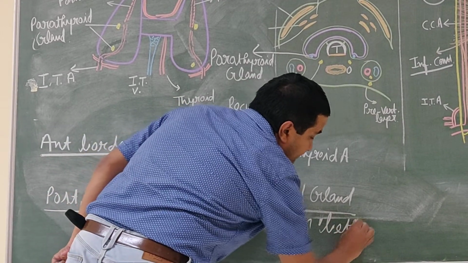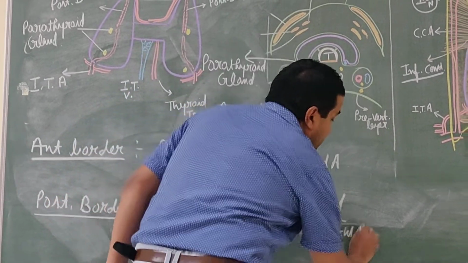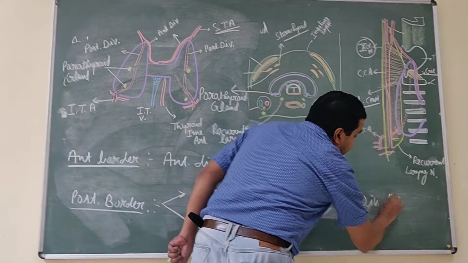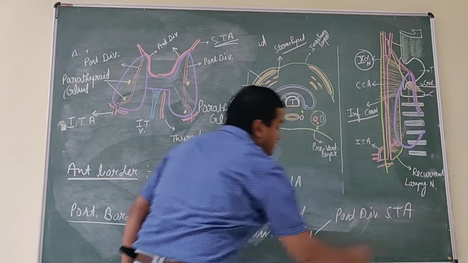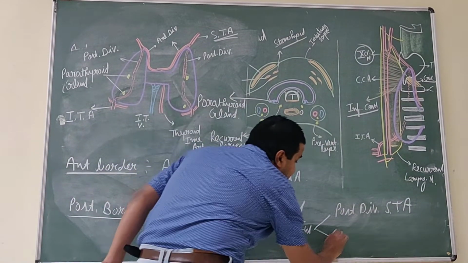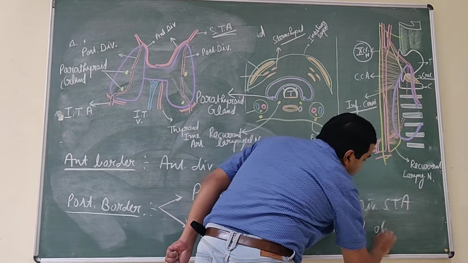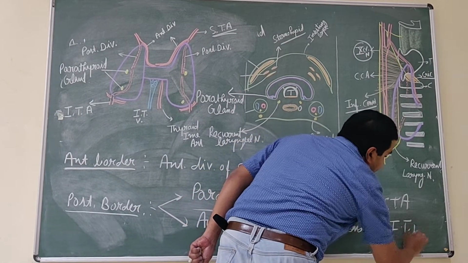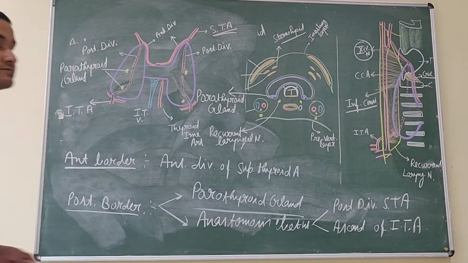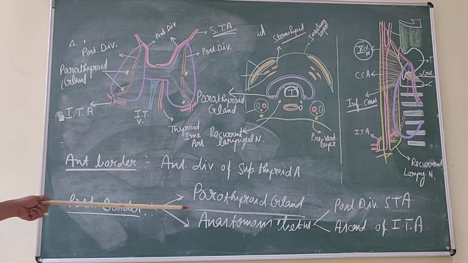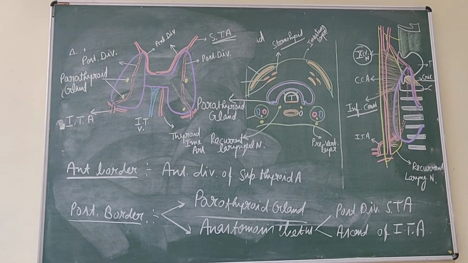So at the posterior border, there is the anastomosis between the posterior division of the superior thyroid artery and the ascending branch of the inferior thyroid artery. This is the important relation at the posterior border of the thyroid gland.